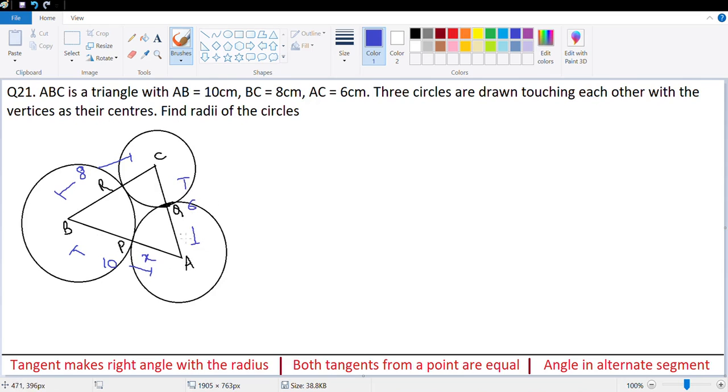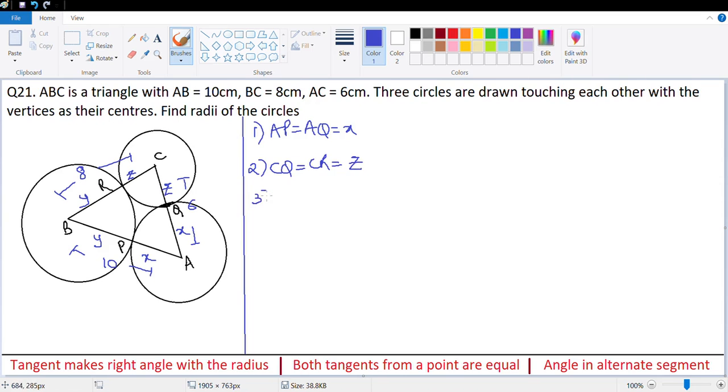So AP, let's say, is X, AQ is X, BP is Y, BR is Y, CR is Z, CQ is Z. I could have taken this as 6 minus X, this would have been 10 minus X, well, doesn't matter, whichever method you use, it will still work out to be the same. So let's just try. So point number 1, AP is equal to AQ is equal to X. Next, CQ is equal to CR is equal to Z. Number 3, BP is equal to BR is equal to Y.